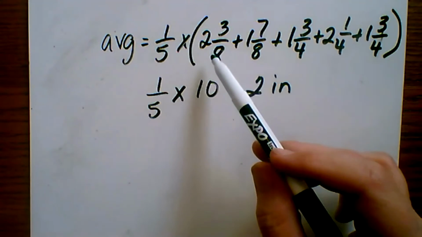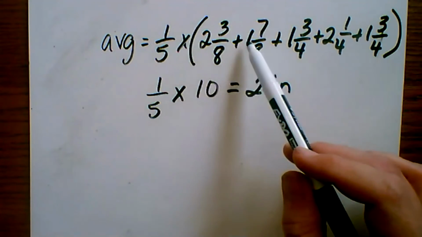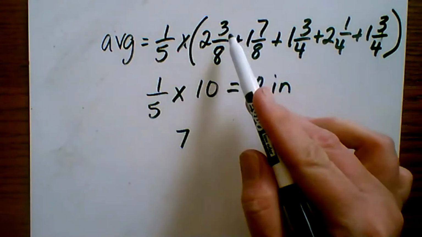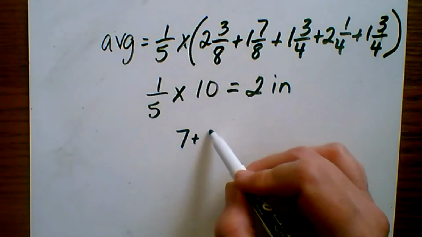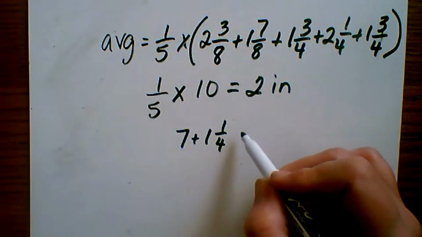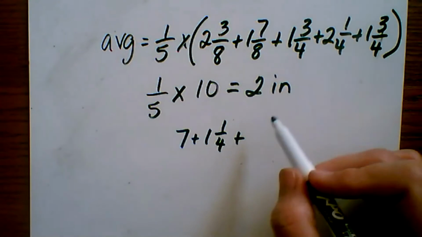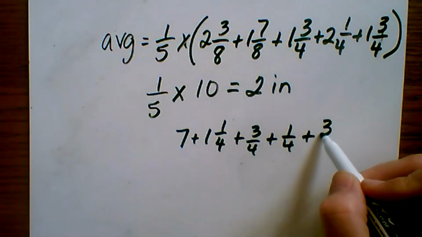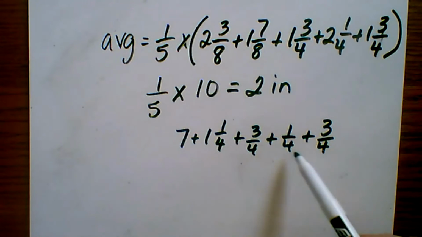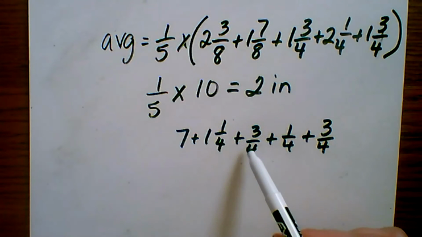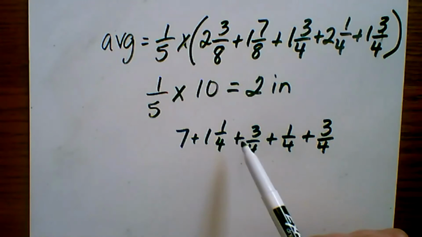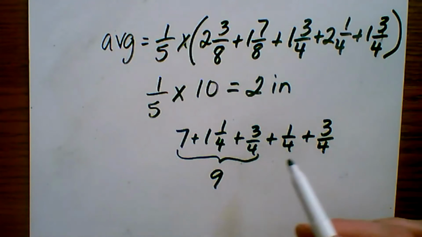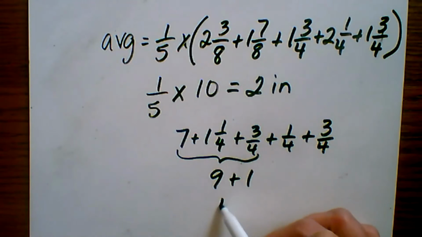So just a quick overview on how I added those up. I took all the whole numbers, 2 plus 1 plus 1 plus 2 plus 1 equals 7. 3/8 and 7/8 equals 1 1/4 plus 3/4 plus 1/4 plus 3/4. And then I just combine where I can. So 1/4 and 3/4 is 1. So now we're at 7, 8, 9 right there. And then 1/4 and 3/4 is another 1. So that gives us 10.